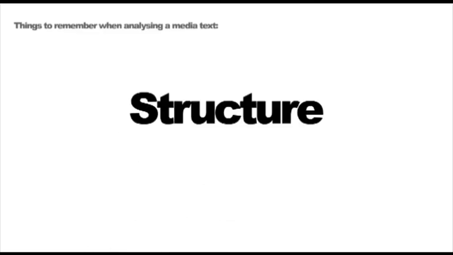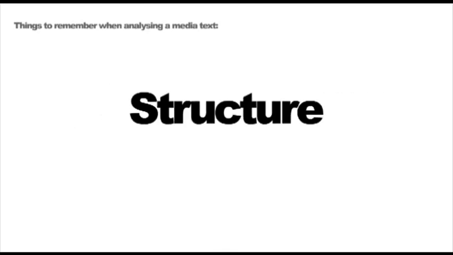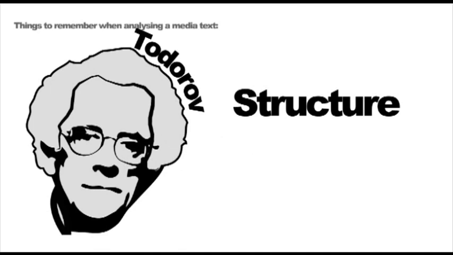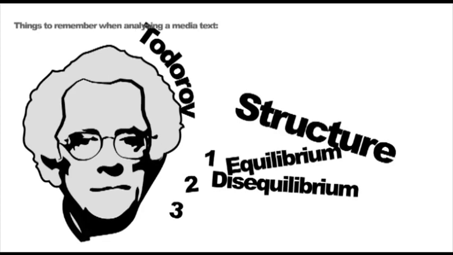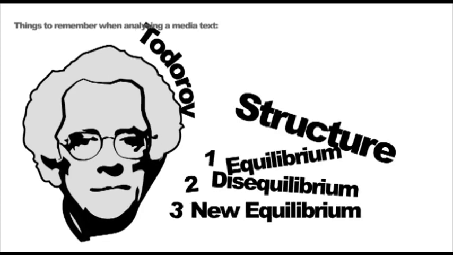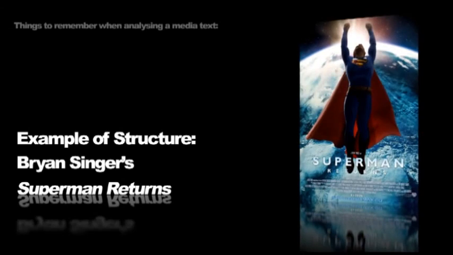Structure. This is the good old beginning, middle and end. Most narratives can be summed up using Todorov's theory, which suggests all narratives follow a 3-part structure. Equilibrium, the beginning, where everything is hunky-dory. Disequilibrium, the middle, where something goes along to disturb the equilibrium. And new equilibrium, the end, where usually our hero restores equilibrium. Superman Returns is a good example of this.